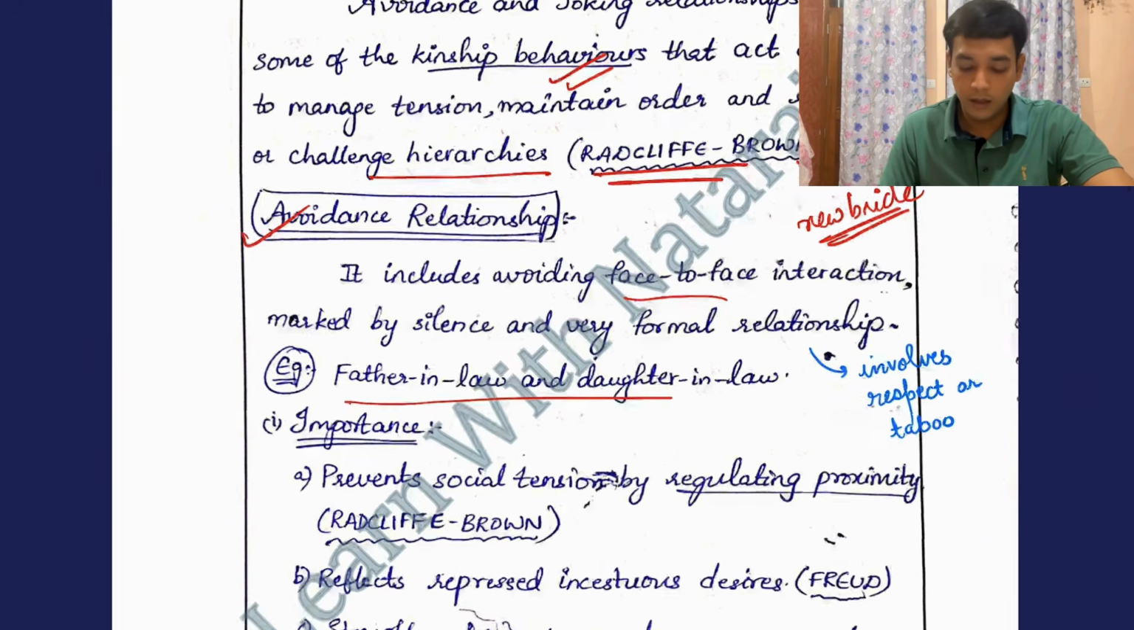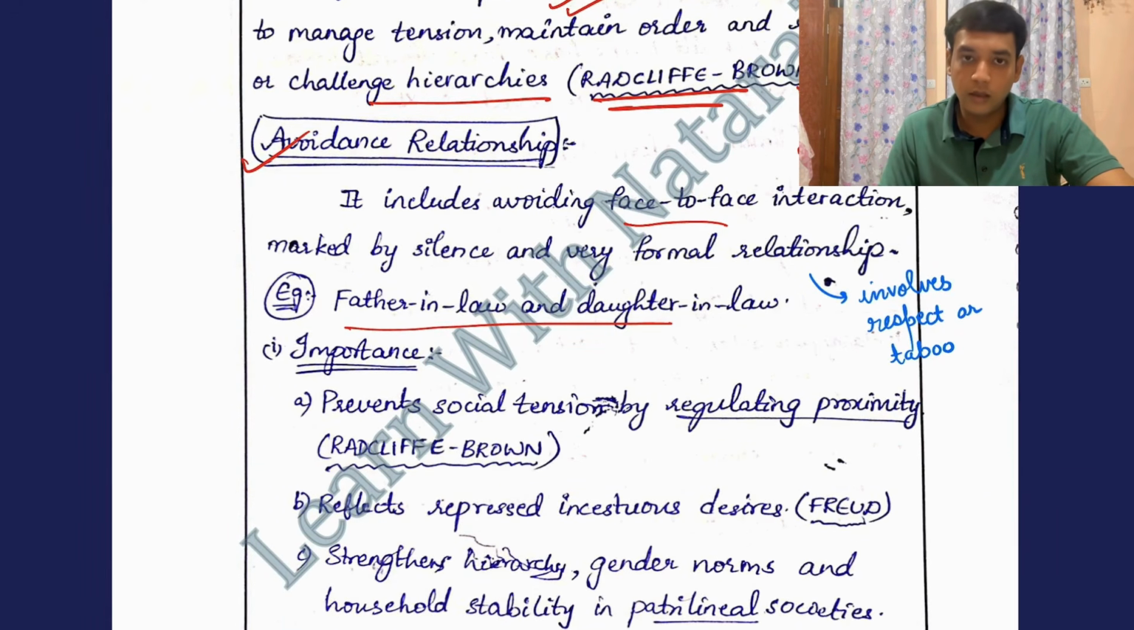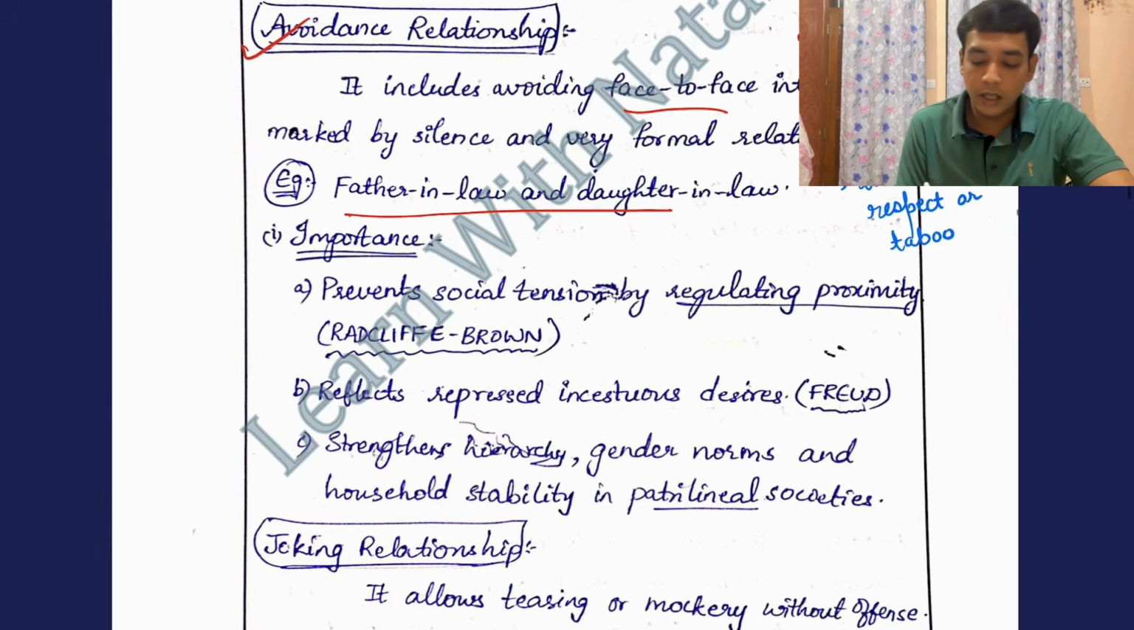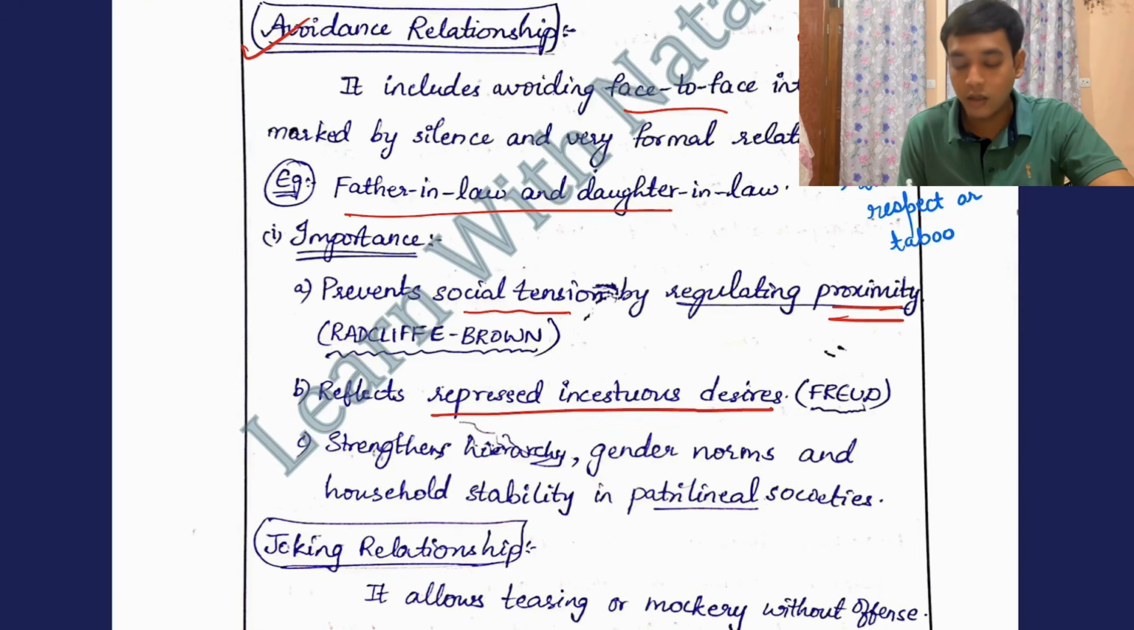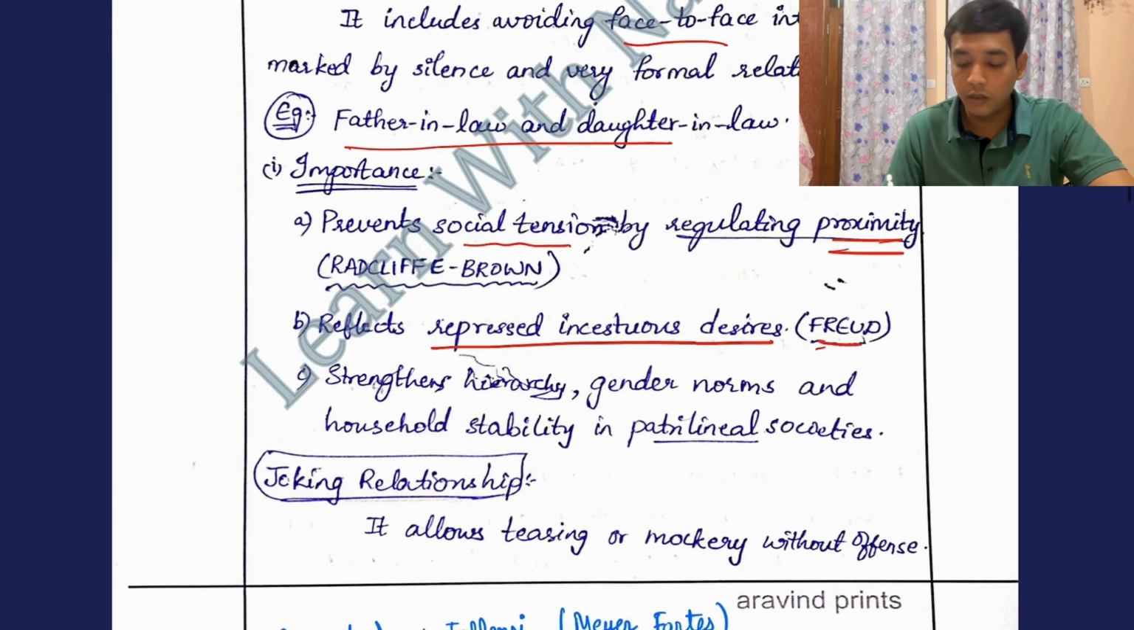Then what is the importance? These relationships have been going on for many years, so they are present in human society because they have some importance. It helps in reducing social tension by regulating proximity. Okay, it reflects repressed incestuous desires, right? This was given by Freud.